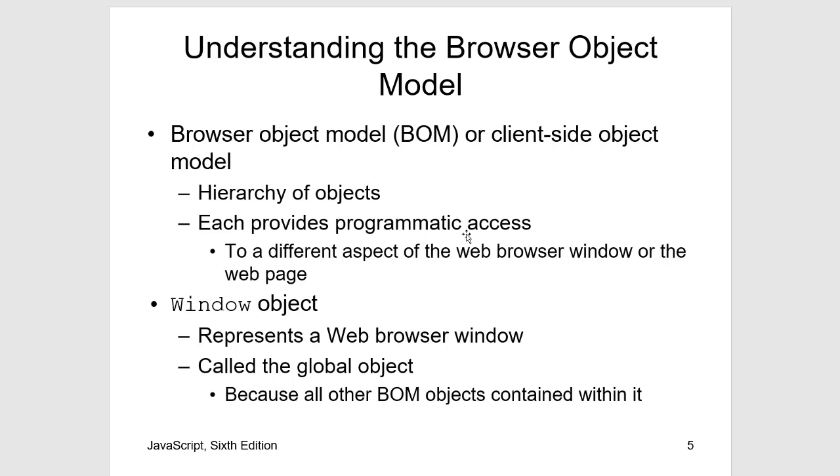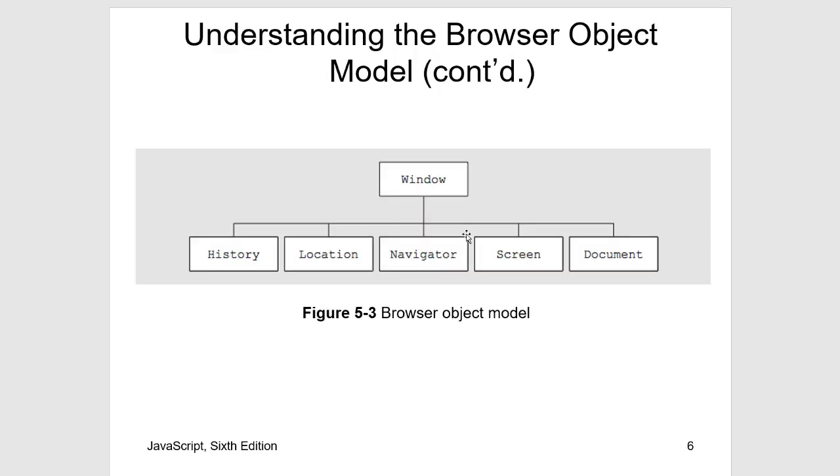The window object is another object. It represents the web browser window. And it's called a global object because it relates to every page within a website. This is the hierarchy of the browser object model. So there's a window object, and in that window object you can find the history, the location, navigator, screen, and document. So this gives like the page title.